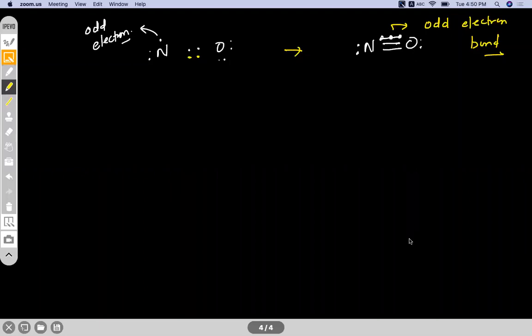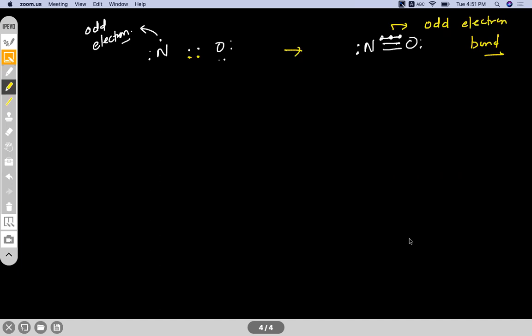Yes, the strength of an odd electron bond is lesser than the single bond. Write down: the strength of an odd electron bond is lesser than the single bond, and hence it is called a half bond. If you compare the stability of this compound with normal compounds, it is less stable. That's why this bond generally won't form. But yes, for a few examples, it is true.